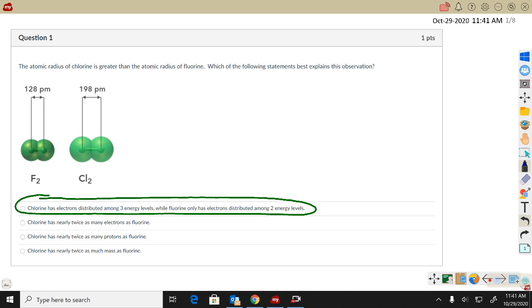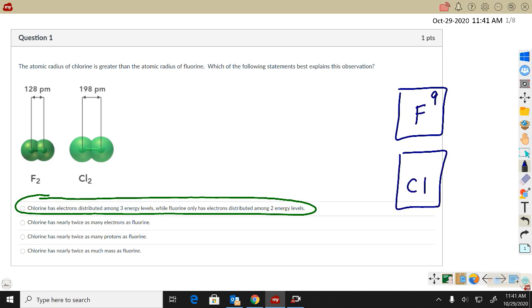If I look at the periodic table, fluorine and chlorine are in the same group, going up and down. For example, here is fluorine, number 9, and then chlorine below it is number 17. The reason why the radius is bigger is because of the energy levels. There are electrons distributed amongst 3 energy levels in chlorine, but only 2 energy levels in fluorine.